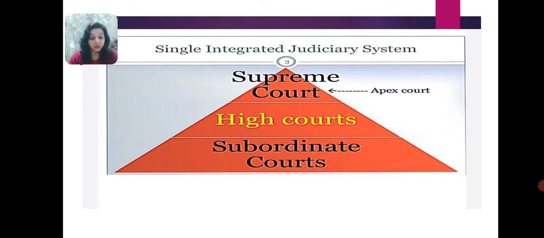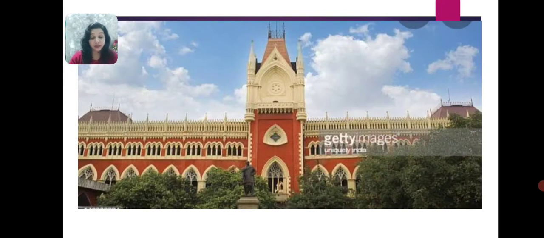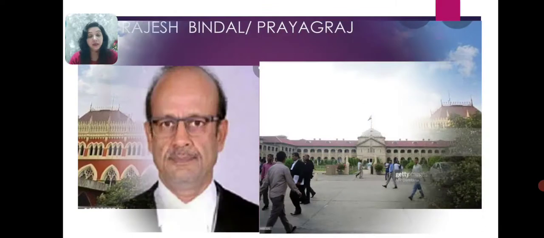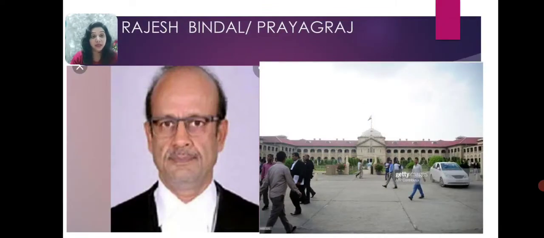In that, the Supreme Court is the apex court, and below the Supreme Court comes the High Court, and below the High Court comes the Subordinate Court. So let us see what is the High Court. This is a picture of the High Court of Kolkata, and our UP State's High Court is at Prayagraj, and the current Chief Judge of the High Court is Rajesh Bidal.